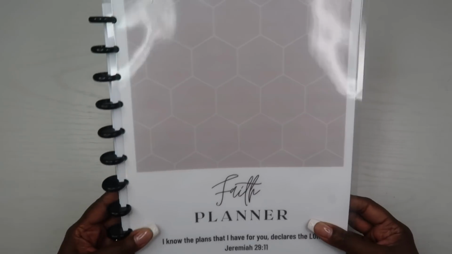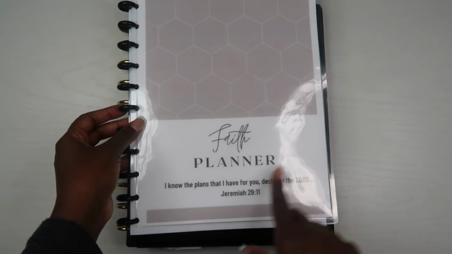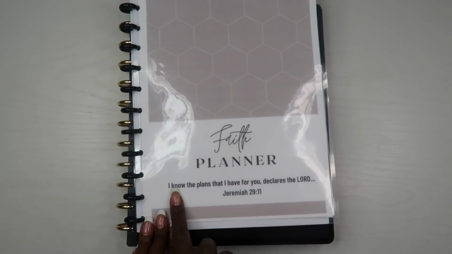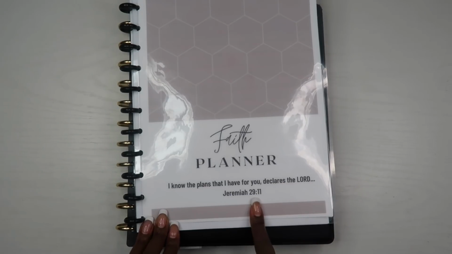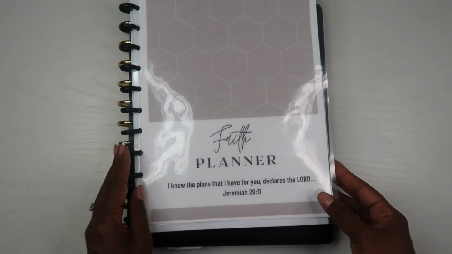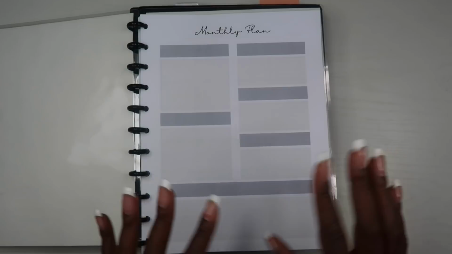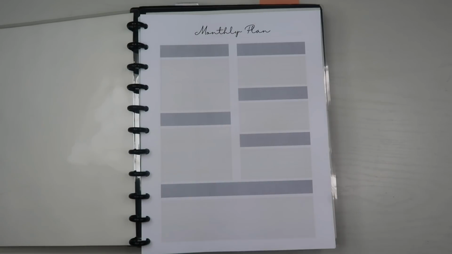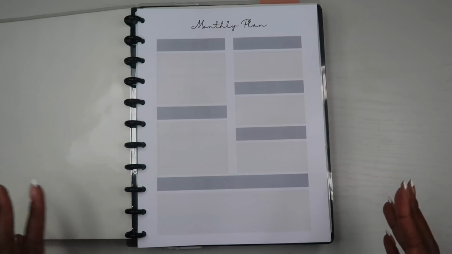So this is the faith planner that I created. It is gray and white, and on the front here, it just says faith planner, and it has one of my favorite scriptures, "I know the plans that I have for you," declares the Lord, and this is Jeremiah 29:11. And this is an undated 8.5 by 11 planner, but it will come in a classic size as well. So I will have it in my Etsy shop if you're interested in getting it.